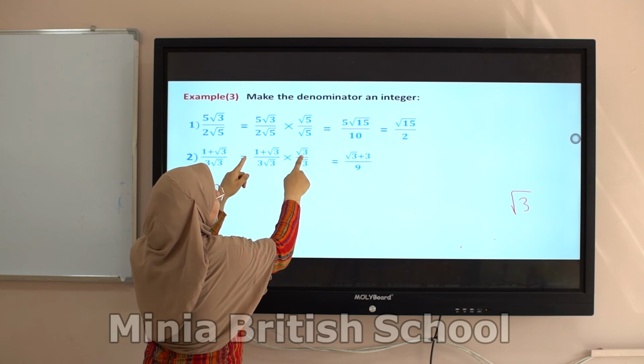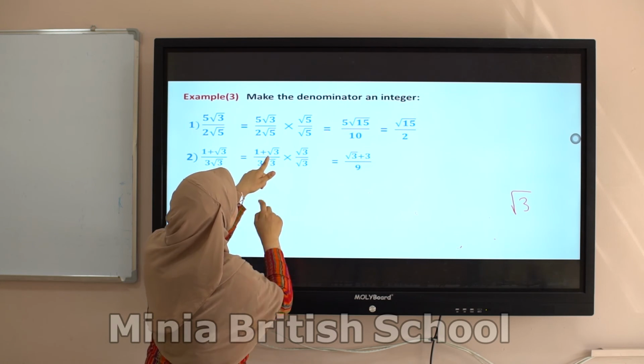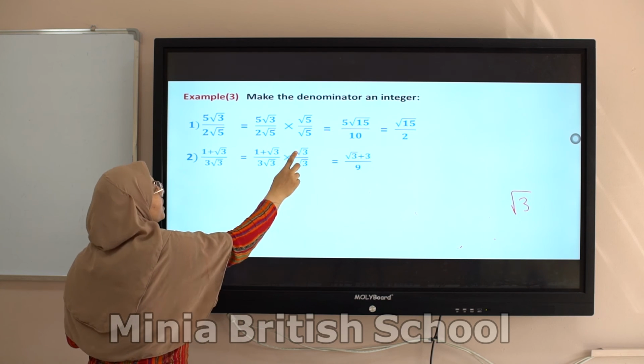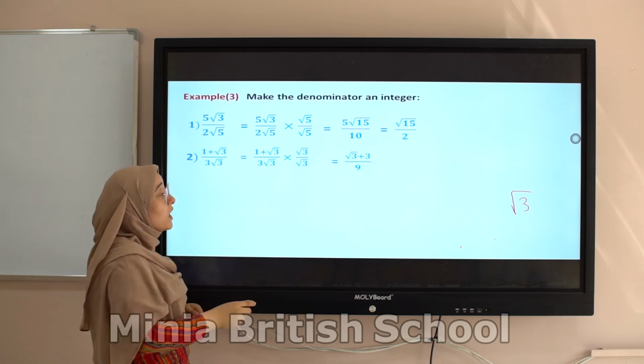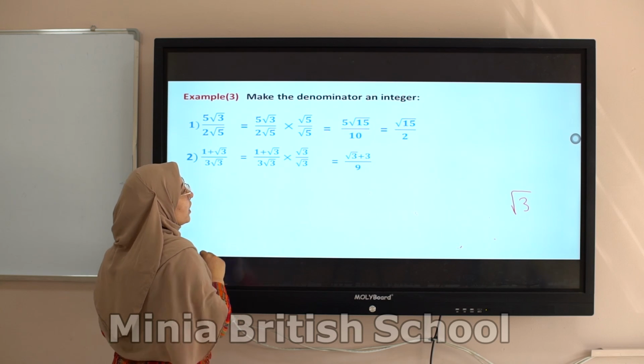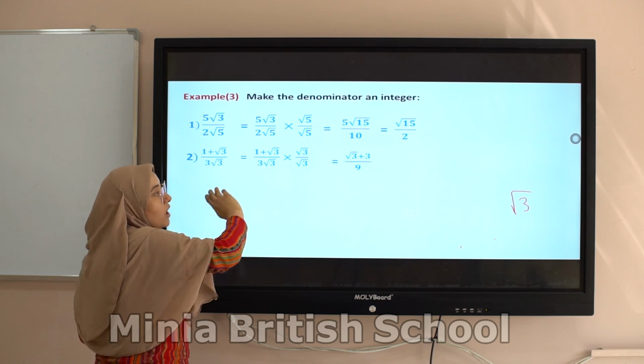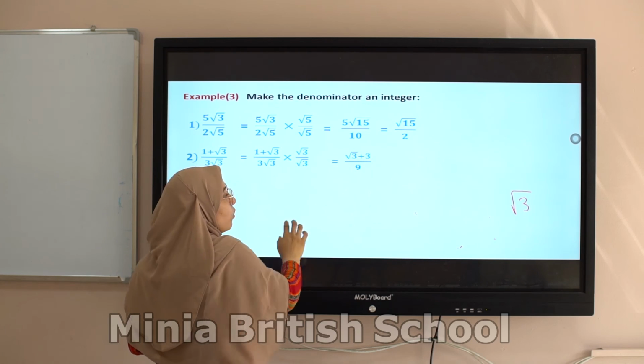1 times root 3 equals root 3. Root 3 times root 3 equals 3. And root 3 times root 3 equals 3, times 3 equals 9. So 1 plus root 3 over 3 root 3 equals root 3 plus 3 over 9.